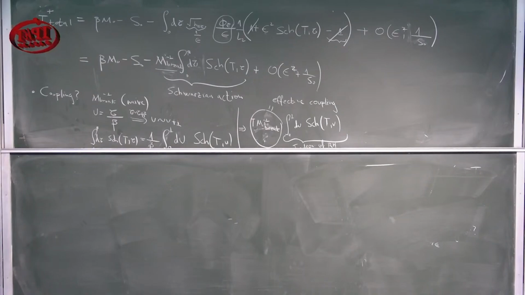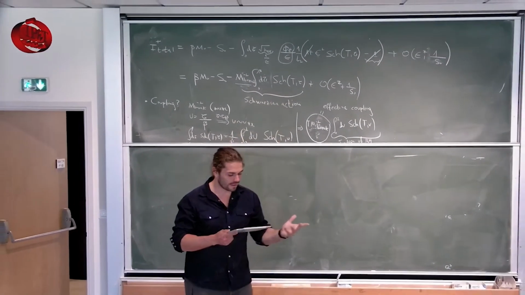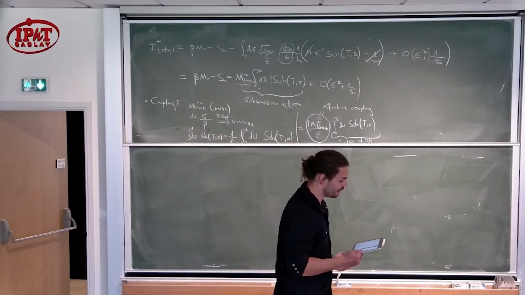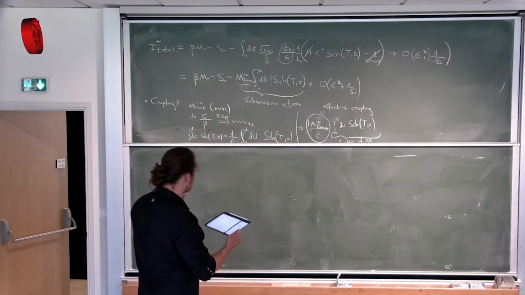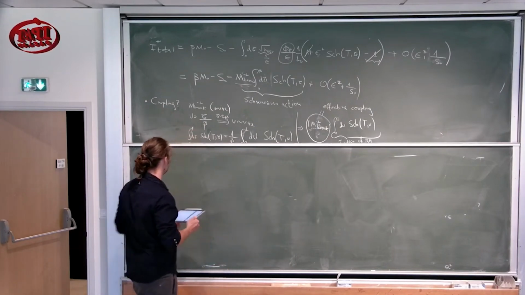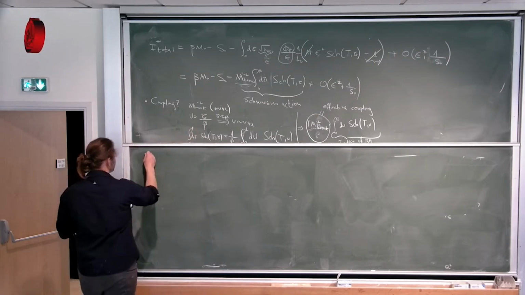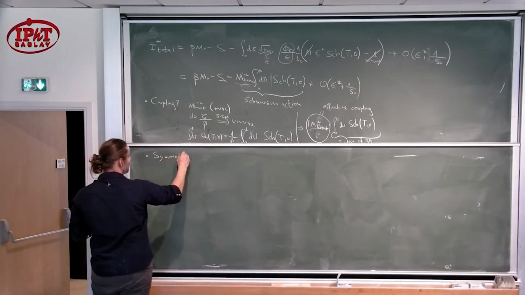Okay, so we started studying this action, the universal effective field theory for near-extremal black holes. As with any action, after we discuss the coupling, we should always ask what the symmetries of the problem are. So what are the symmetries of this action?